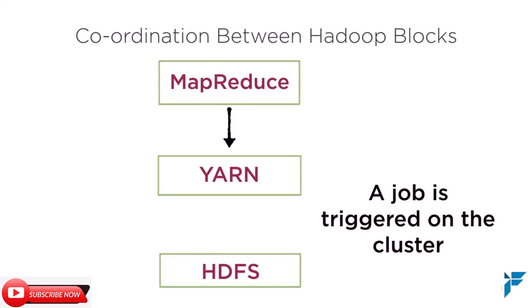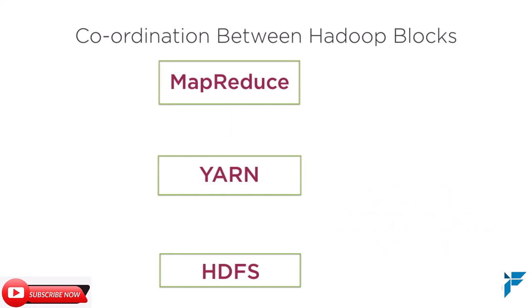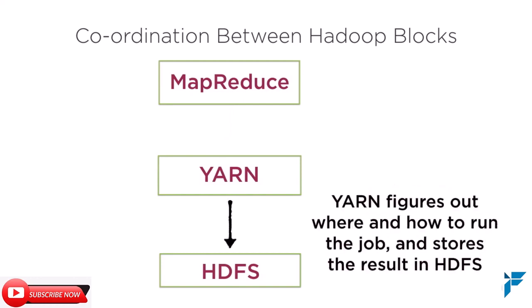Yarn checks whether the cluster or nodes in the cluster have resources in order to run this job. Yarn then figures out where this job ought to be run and then runs the job and stores the data, which is the result of the job, in HDFS, the storage system. This is the typical life cycle of a MapReduce job, which is run in parallel across multiple nodes in a cluster.